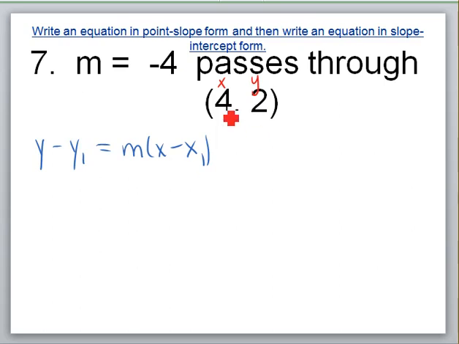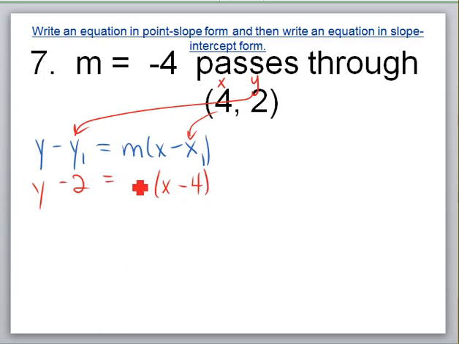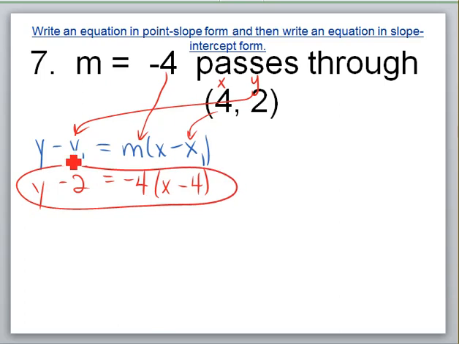So what you're going to end up doing is you're going to plug in x, and you're going to plug in your y value, and you plug in your negative 4 for your m. So this would be your point slope form. And now we're going to solve and put it in slope intercept form.